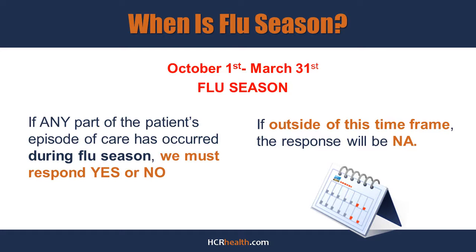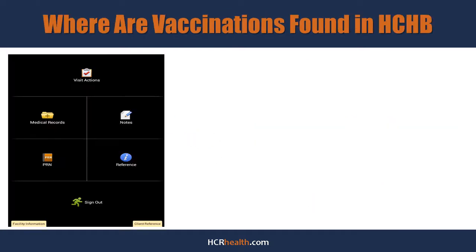So when is flu season? The actual flu season varies from year to year and is determined by the CDC. However, for OASIS purposes, the flu season is October 1st through March 31st. If we are answering this OASIS question outside of the flu season, then the response will be NA. However, remember, if any part of the patient's episode of care has occurred during flu season, we can only respond yes or no.